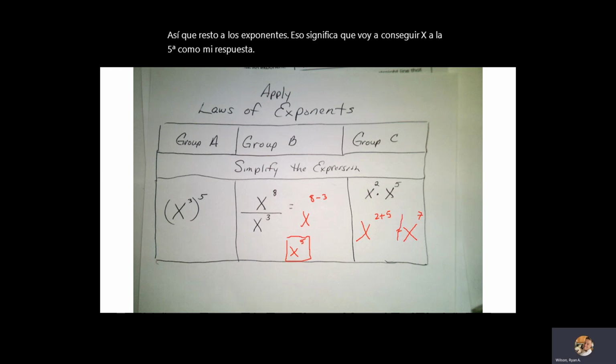Okay? And then what about A? What about for A? Yeah, I'm going to multiply. So x to the 3 times 5. So it should be x to the 15.